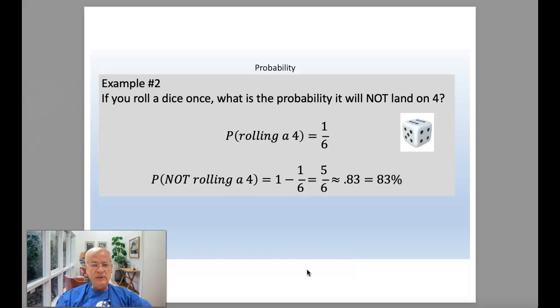If you roll a dice once again, what's the probability it will not land on 4? Land on everything except for 4. Okay, sorry about that. We had an announcement. Again, not rolling a 4. Rolling a 4 is 1 out of 6. So if I take 1 minus 1 over 6, I get 5 over 6, which is about 83%, which makes sense. There are 5 possibilities of not getting a 4: a 1, a 2, a 3, a 5, and a 6.